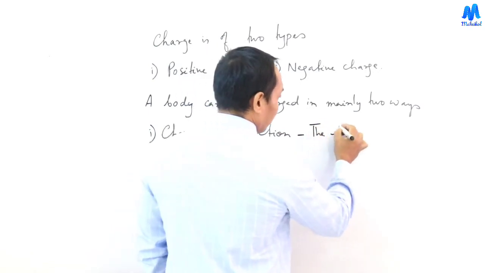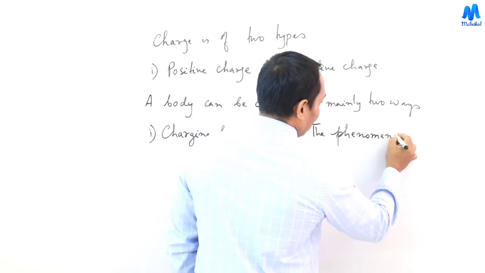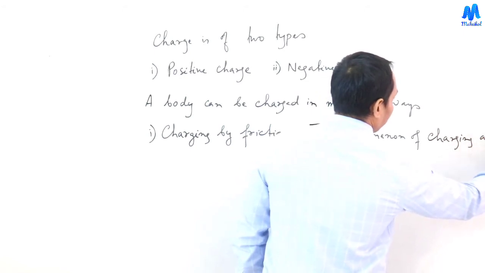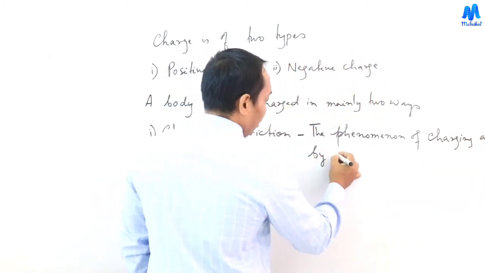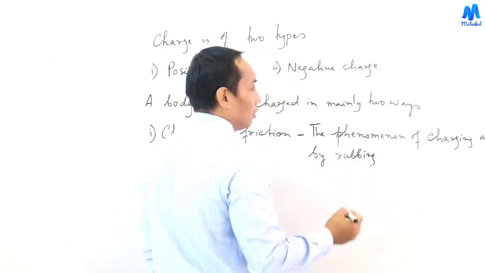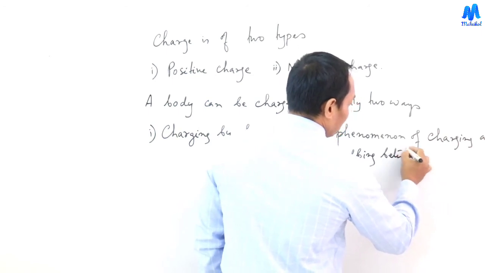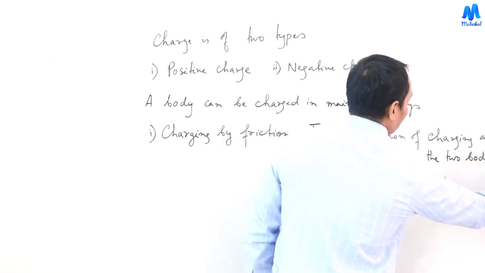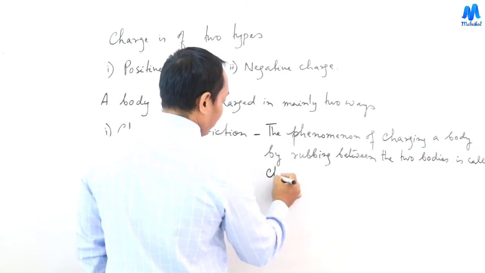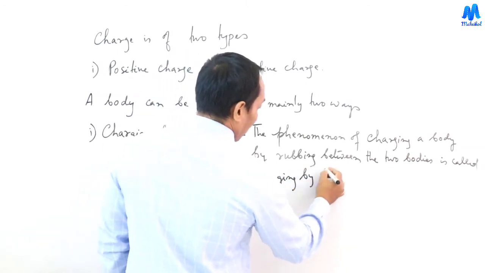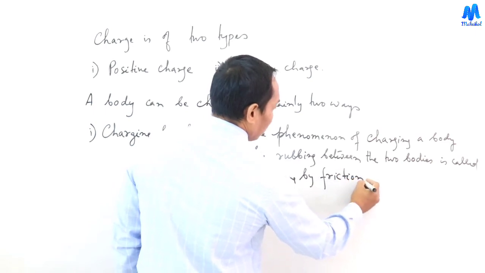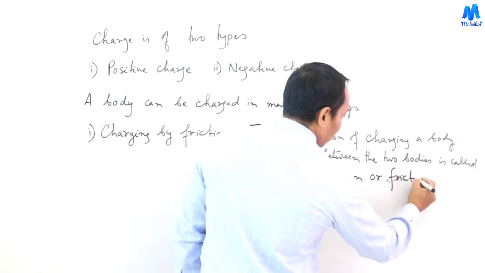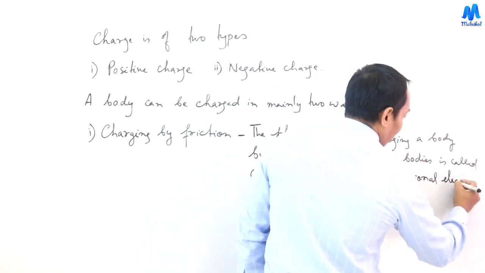The phenomenon of charging a body by rubbing between the two bodies is called charging by friction, or frictional electricity.